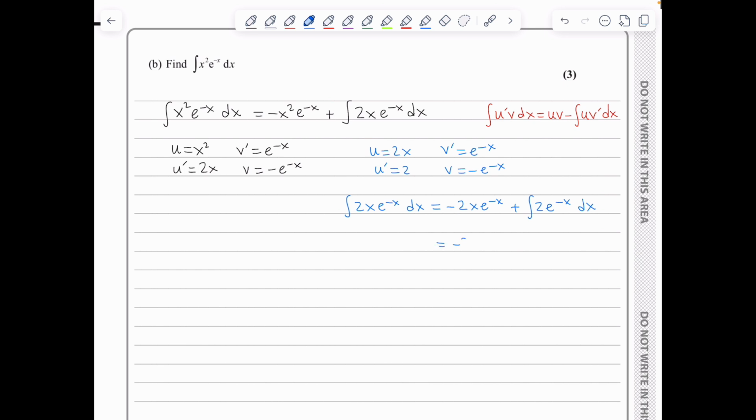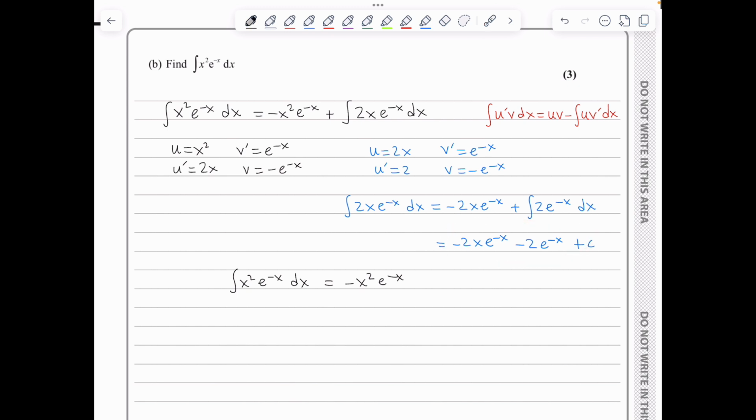We are looking at minus 2x e to the minus x minus 2e to the minus x plus c, and therefore to conclude, the integral of x squared e to the minus x dx will be equal to minus x squared e to the minus x plus what we have obtained here with the second integration by parts.